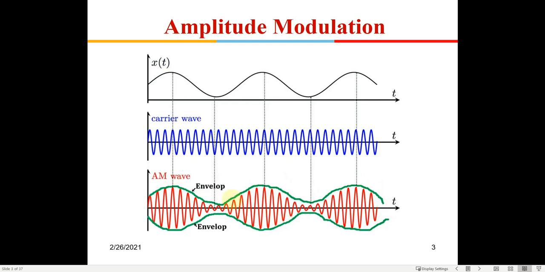You don't see this green line, you just see the red waveform which is being transmitted. Obviously this is just indicating that the amplitude is being varied in this pattern. So this green line is not transmitted, only the red line, which is the modulated carrier, is transmitted. So this is known as a simple AM modulation.